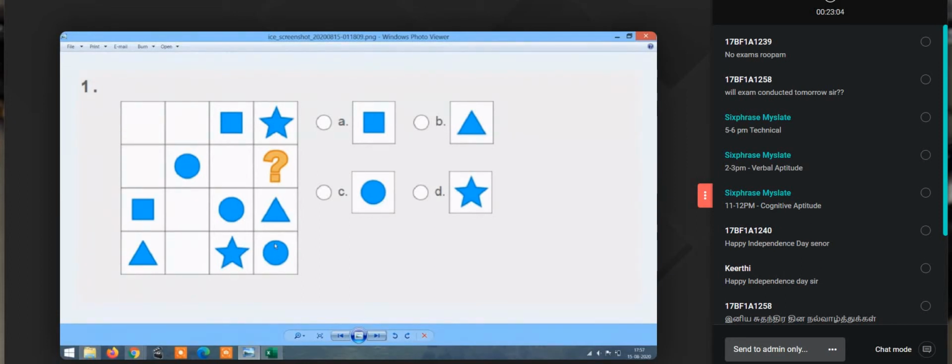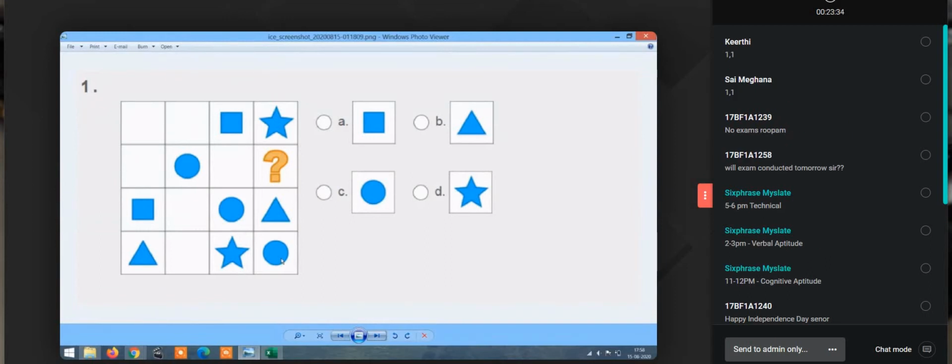But here I'd like to use this to explain a few things, guys. See here, if you see this circle, there are 3 circles. The first circle is at 2,2, second circle is 3,3, last circle is 4,4. Where do you think will you have the fourth circle? Can you give me the coordinates, row and column number, of where the fourth circle will be?